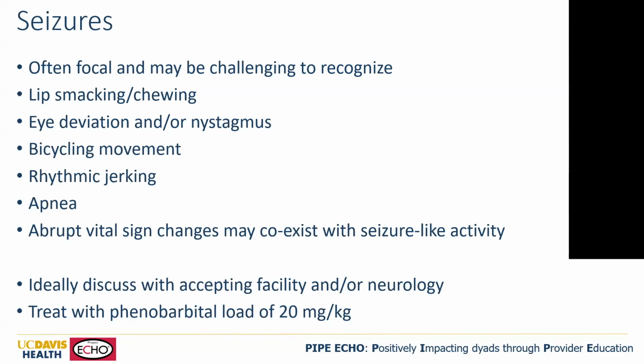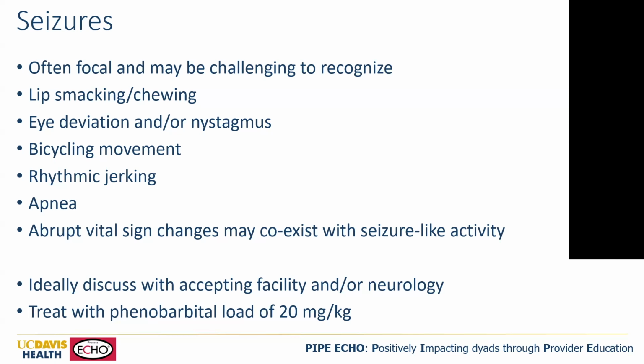And oftentimes, when I see lip smacking, it's also got some sort of eye movement, but not always. So with eye deviation, it's helpful to document the directionality of that. If they have nystagmus, document which side it went to. And then bicycling movements, as we mentioned, of the lower extremities. You can have this rhythmic jerking of any extremity, generally not more than one, but sometimes.